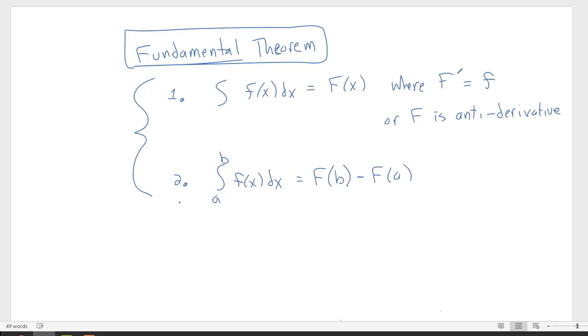Now part two discusses an integral where we have limits of integration, right? And this was what we did in 5.3 really. When we evaluated the integral of little f, we created the function cap F and we plug in the limits of integration. So if I had a limit of integration from a to b, we have cap F at b minus cap F at a.